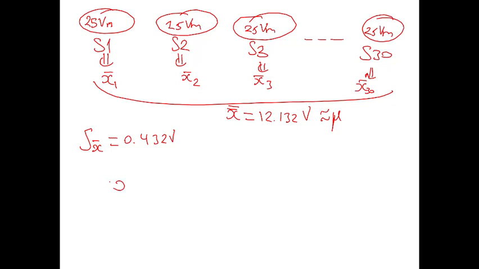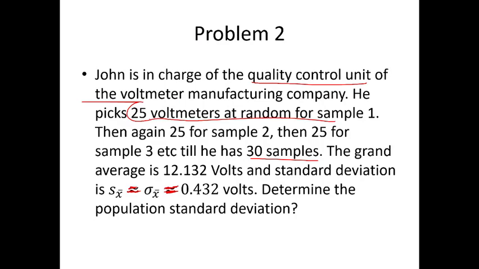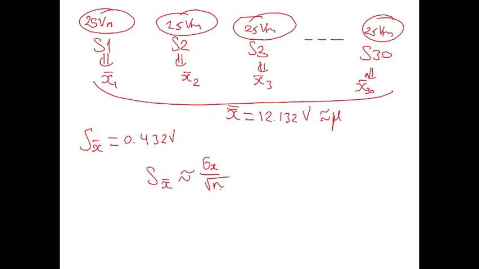So if you remember the population standard deviation, let me just put the formula the other way around. The standard deviation of the sample average is approximately equal to the population standard deviation divided by the square root of n. In our case, the n value is 25, since each sample contains 25 items. n is the number of items in your sample. So in one sample there are 25 voltmeters, and n is 25.